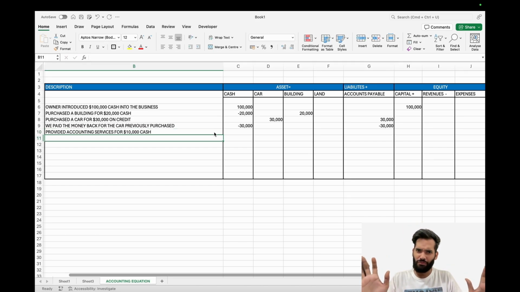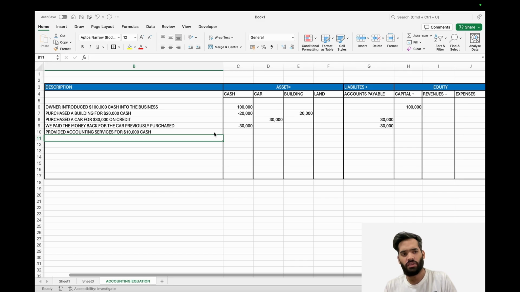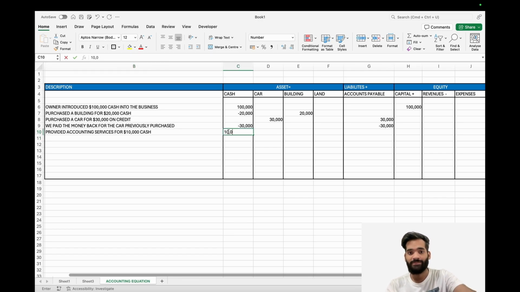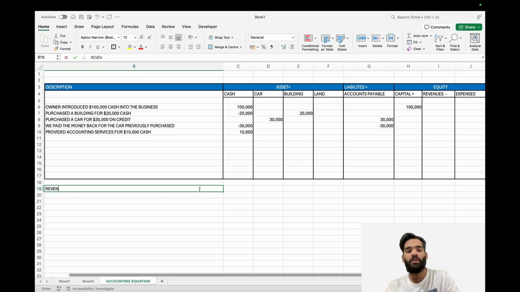So let's assume we have a service business, right? We provide service and obviously we make money from that and receive cash. So in this case, we provided someone accounting services and they gave us cash for those services. So of course, my cash should go up, but the question is which other account will be affected? So here you have to learn this term called revenue. Revenue refers to the money that you earned.